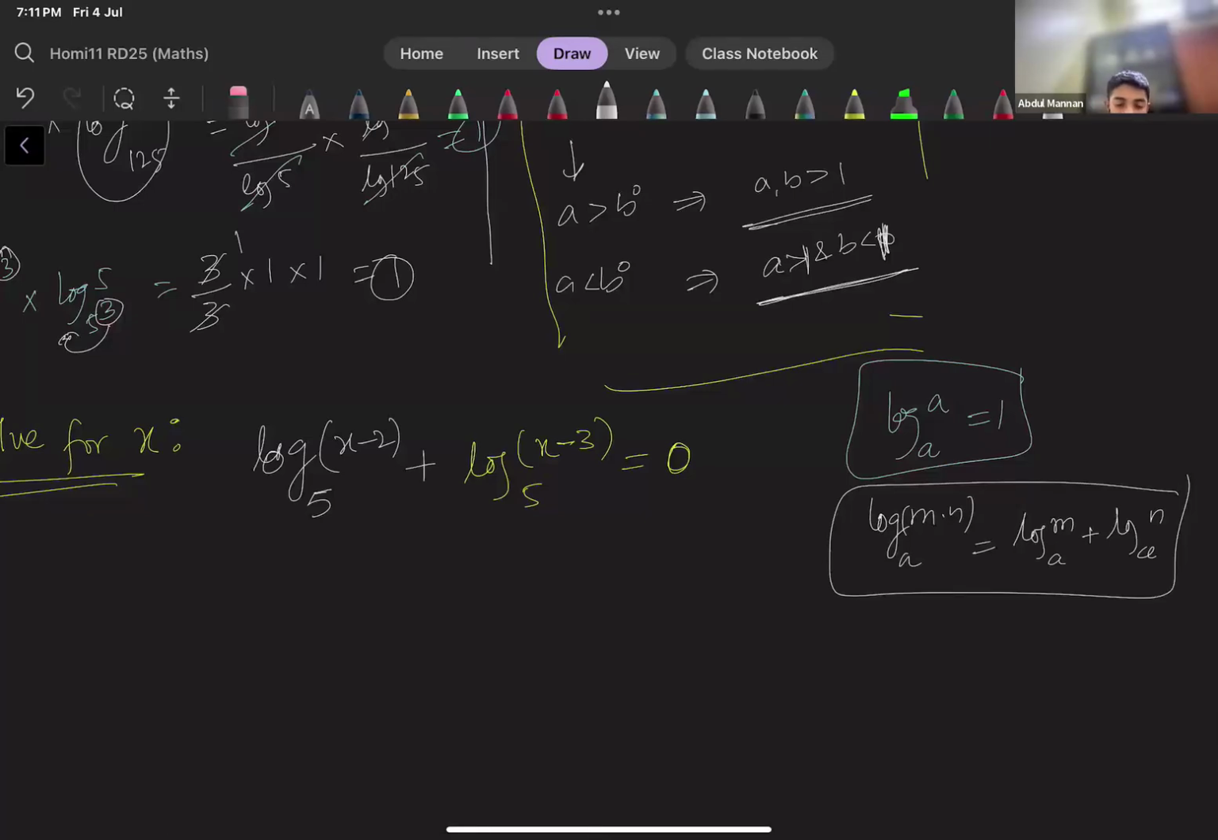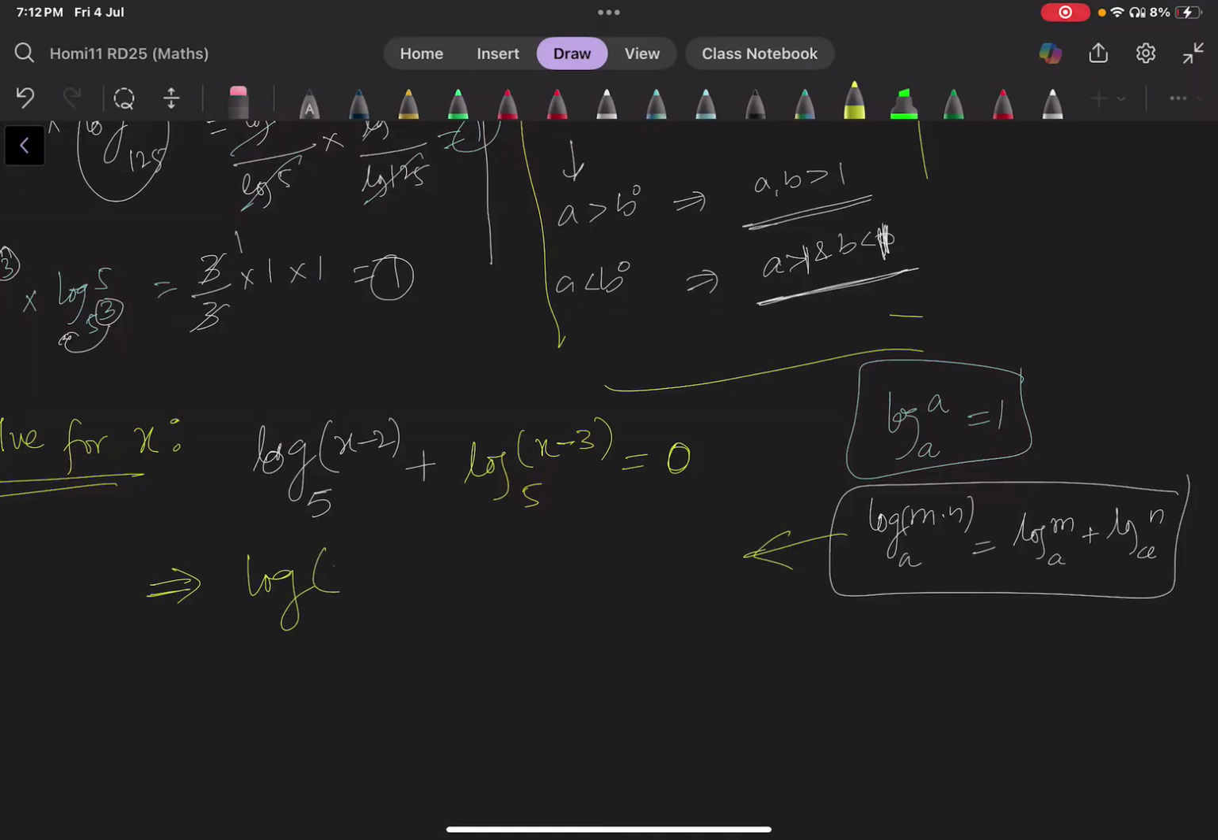Sir, it is going to a quadratic equation. It will remain quadratic. Maybe irrational roots will come in this. So I hope guys all of you can solve it, right? Yes or no? We can do one thing using this property. We can multiply both the arguments. We'll get log of x minus 2 into x minus 3 to the base 5 equals 0.